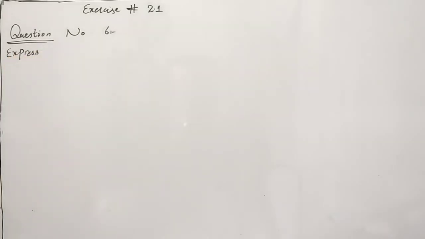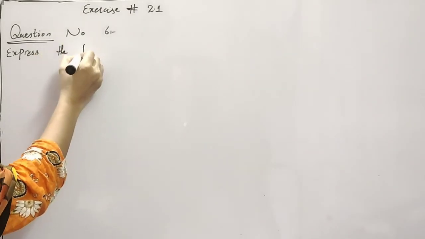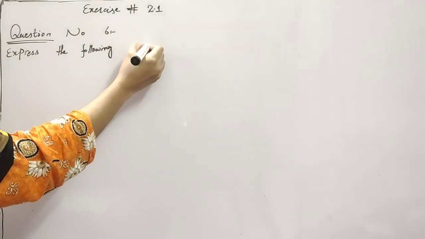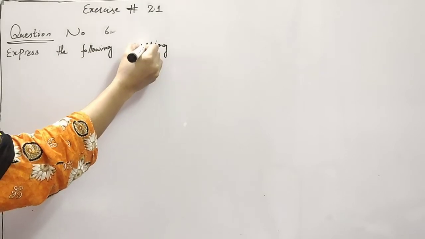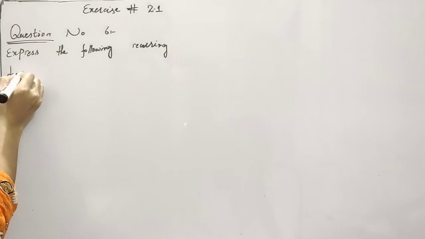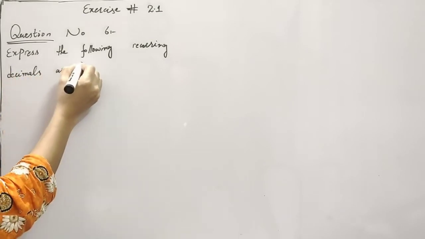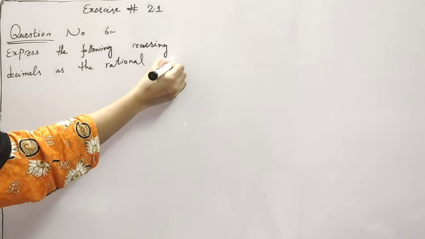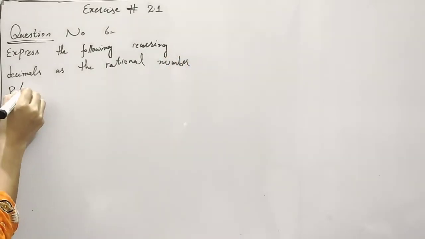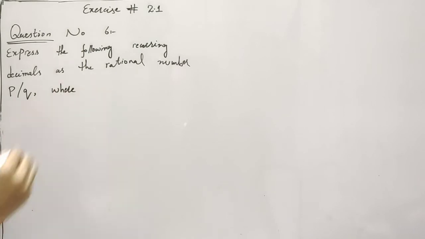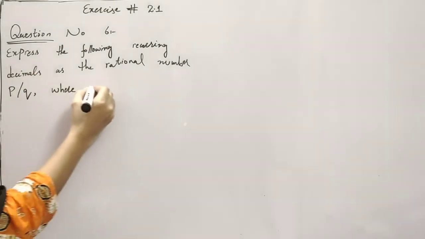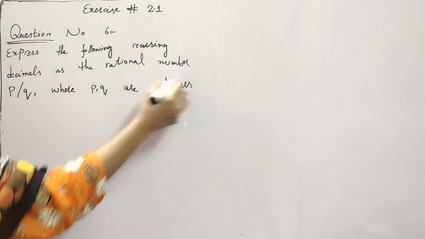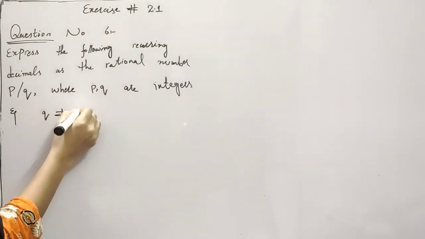Express the following recurring decimal as the rational number P over Q, where P and Q are integers and Q is not equal to 0.